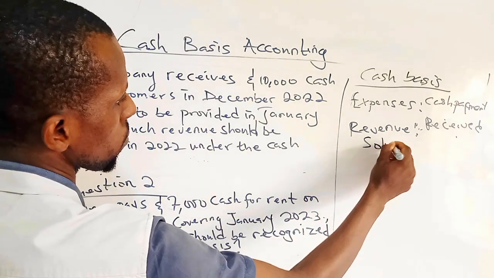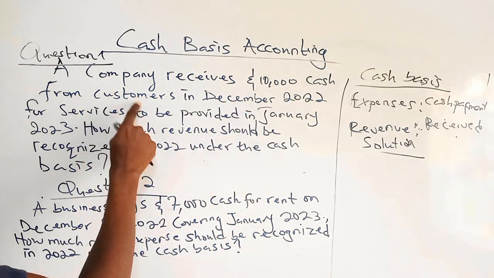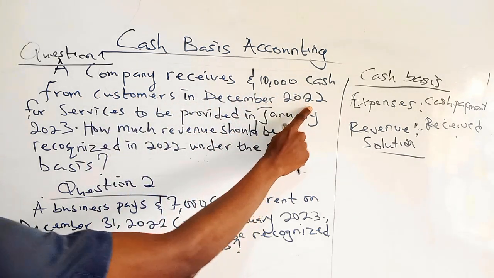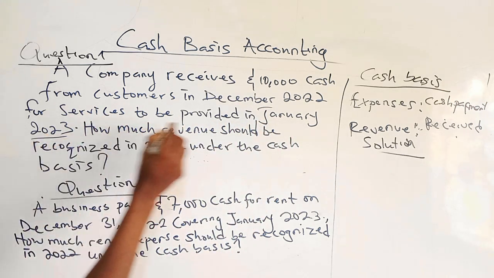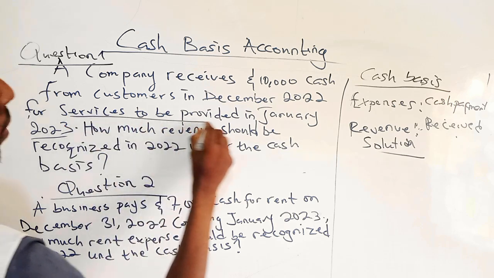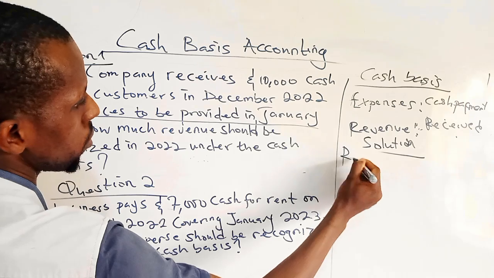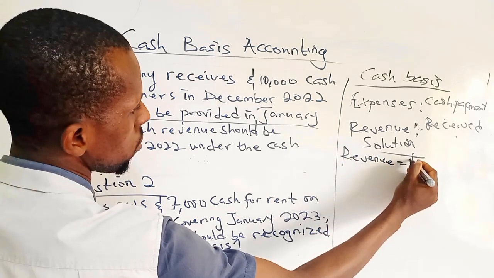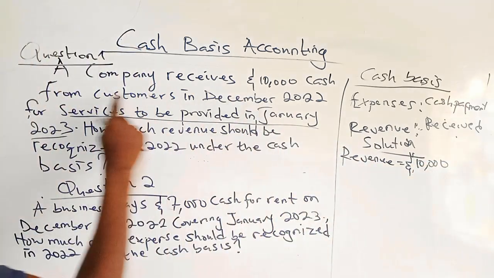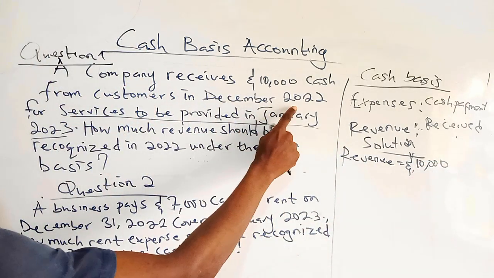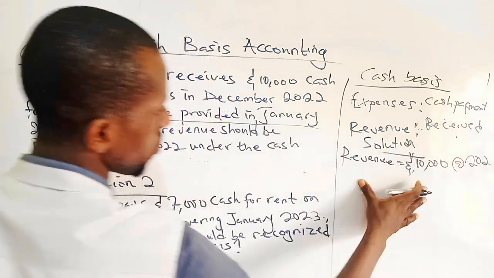Solution. The question says this company receives $10,000 cash from customers in December 2022 for services to be provided in January 2023. When you look at this, the payment was received from the customer, which is revenue to them. Revenue of $10,000 was received from customers of this company in December 2022. As at 2022, this money was received.